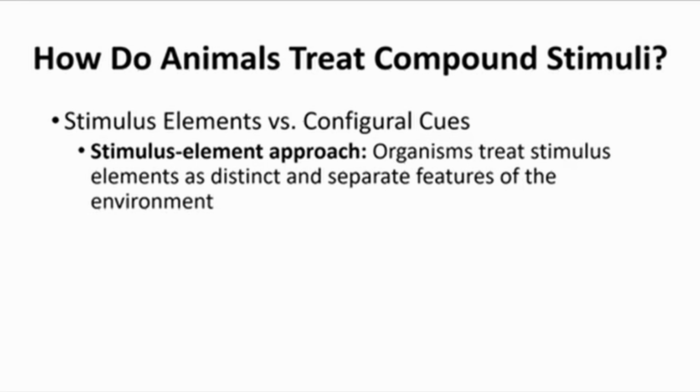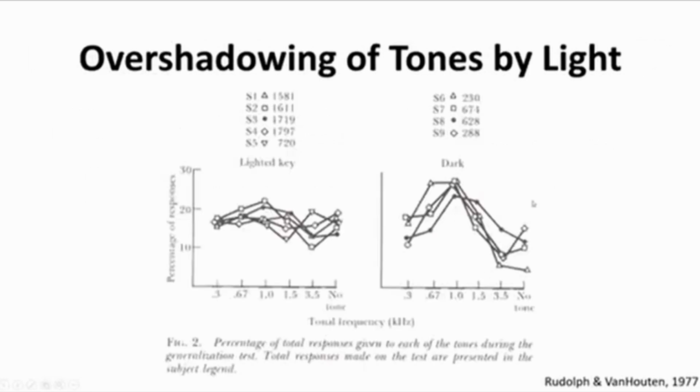And this idea of treating the two components that make up these compound stimuli as distinct and separate is called the stimulus element approach. So this says that organisms treat stimulus elements as distinct and separate features of the environment. And we use that explanation when talking about overshadowing. So when we were talking about our light and tone in pigeons that were being trained to peck, we talked about light as a component, as an element of that stimulus, and the tone as another element of that stimulus.